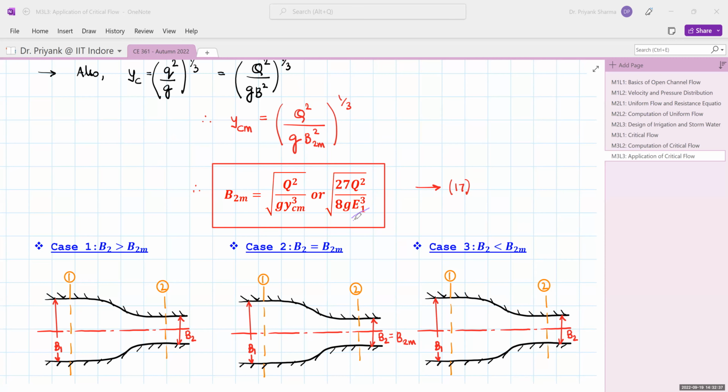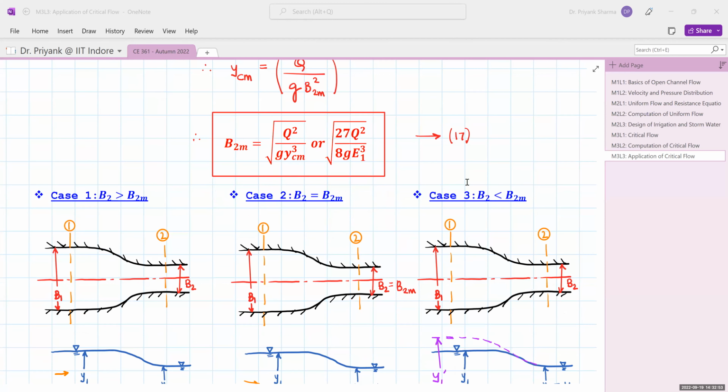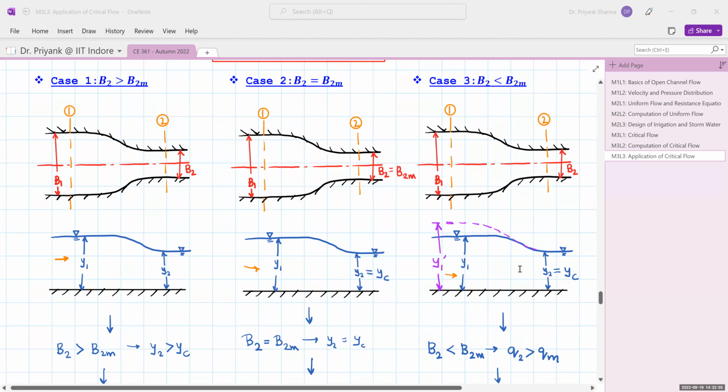So either you have the specific energy or you have the critical depth. Based on that, you can find what is the minimum width constriction that is possible while maintaining the critical flow at section 2 and without changing the upstream flow conditions. Okay, so that's simple. So let us understand the cases.